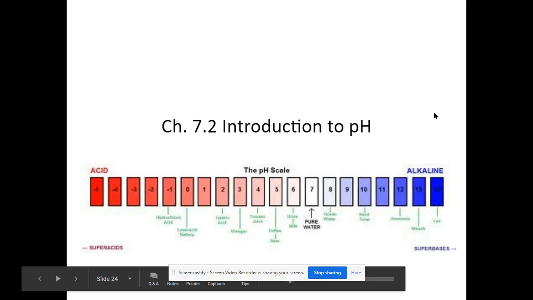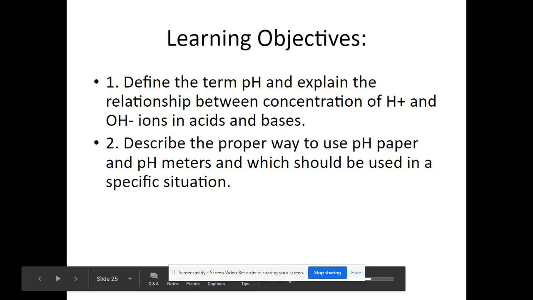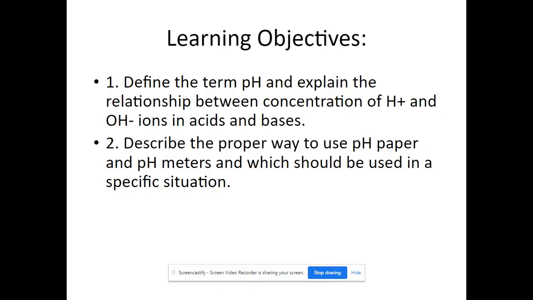Okay, so this is 7.2 Introduction to pH. In this section, we will define the term pH and explain the relationship between the concentration of hydrogen and hydroxide ions in acids and bases, and describe the proper way to use pH paper and pH meters and which should be used in a specific situation.